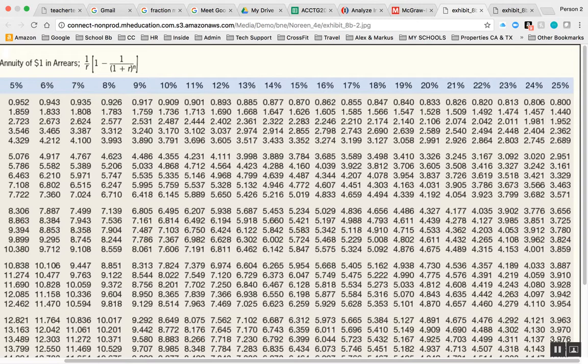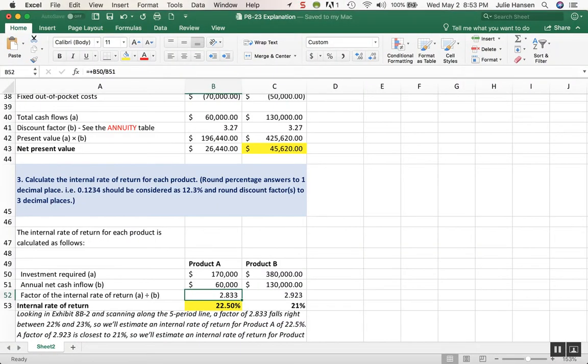Again, I don't think you can see my mouse moving around, but that's what I'm highlighting, this 5th row in between 22 and 23%. So the problem calls this 22.5%. All right, so that's what we're going to call it, the 22.5%.